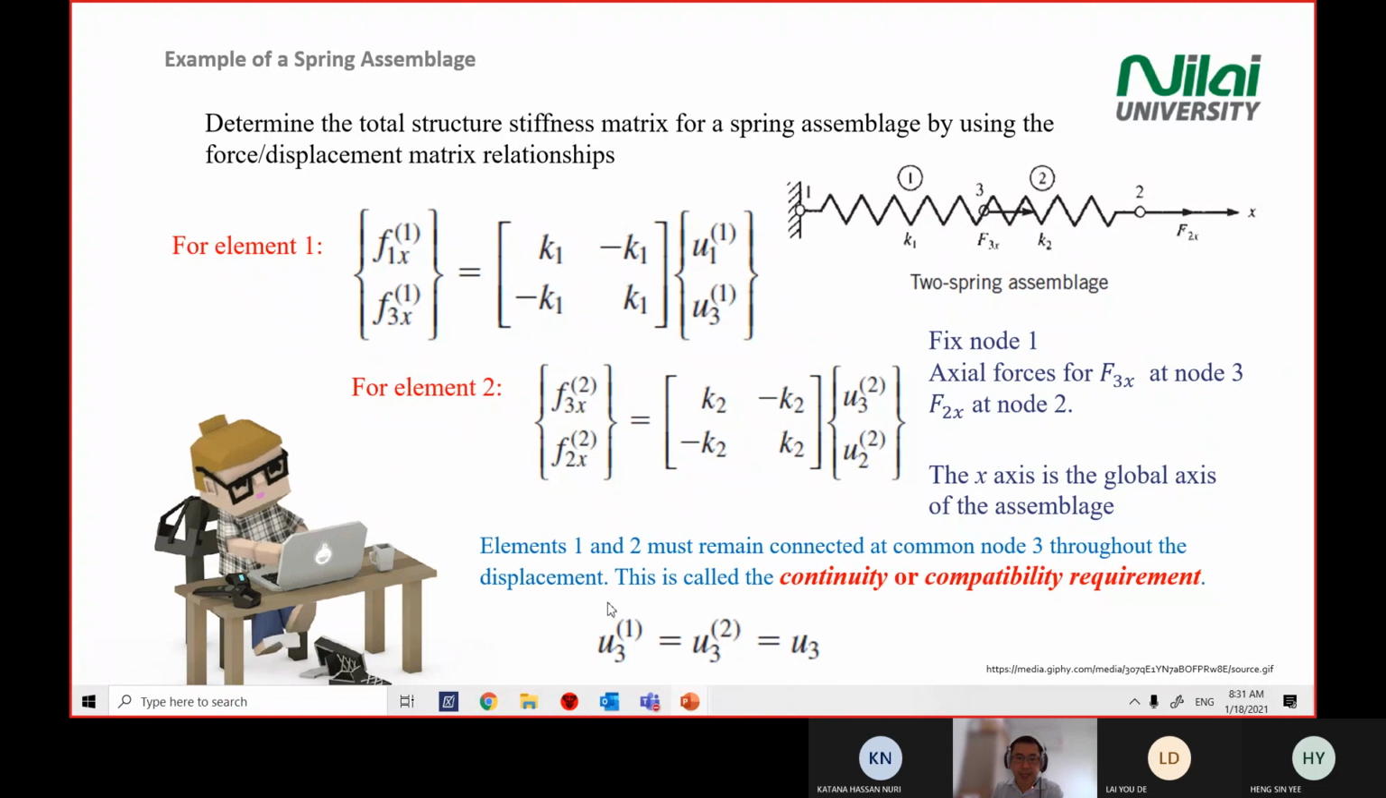If you write it mathematically, U31 equals U32 equals U3. It means the displacement at point number 3 will be the same for structure number 1, point number 3, and also structure number 2, point number 3. The displacement here will be the same. So at this moment, you should be clear. If you look at this formula, U31, what does it mean? U32, what does it mean? U means displacement. If you see V, it means in the Y direction; if you see W, it means in the Z direction.